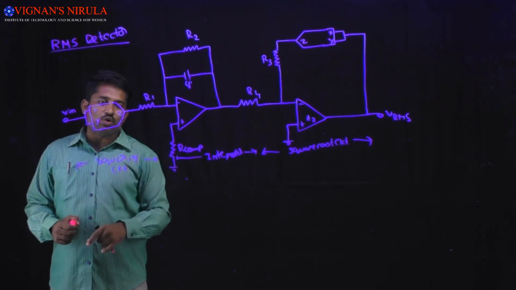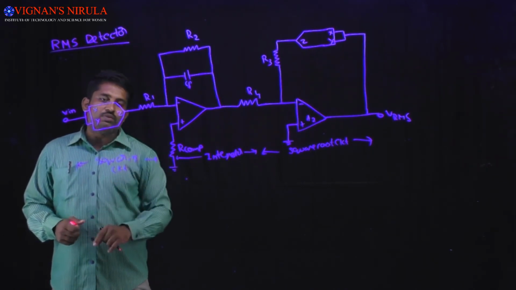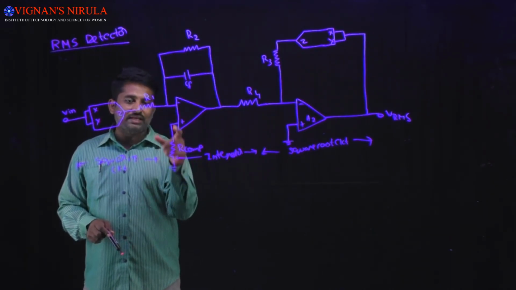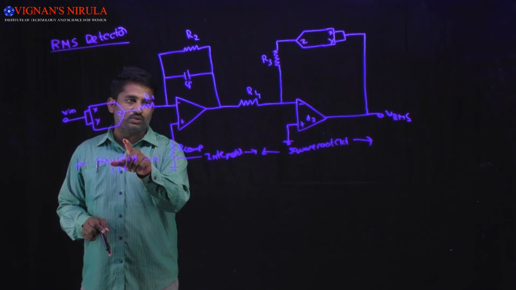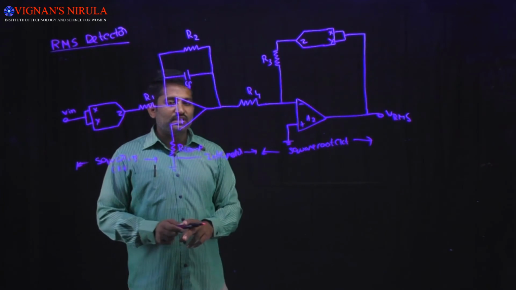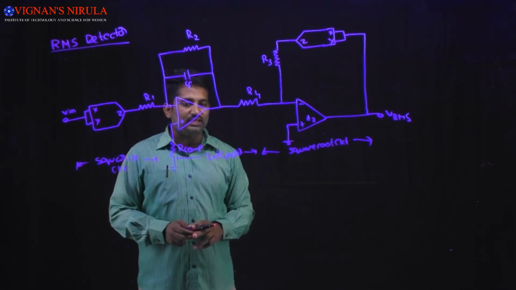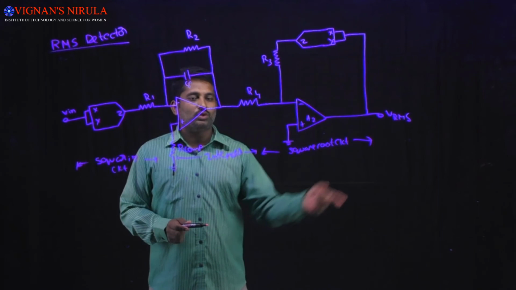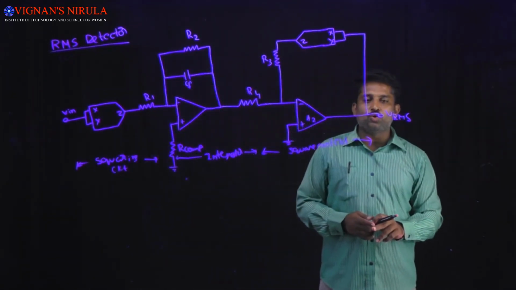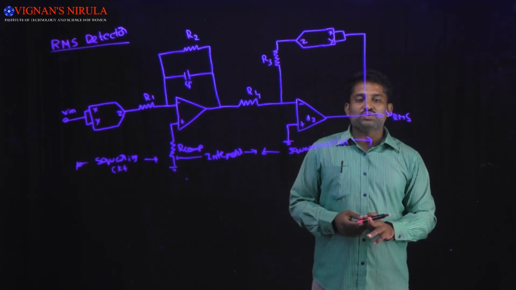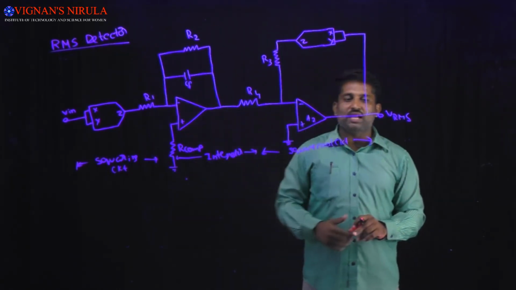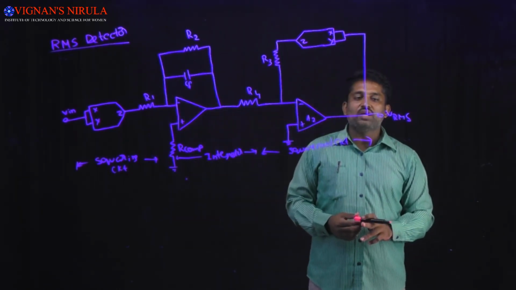It produces the output as the square of the input signal, and with the help of the integrator, we integrate the output of the squaring circuit. We generate the output at the output of the integrator, and the output of the integrator goes to the square root circuit. Finally we get the output voltage as the root mean square value of the input signal. With the help of this circuit, we can calculate the RMS value of the input signal.